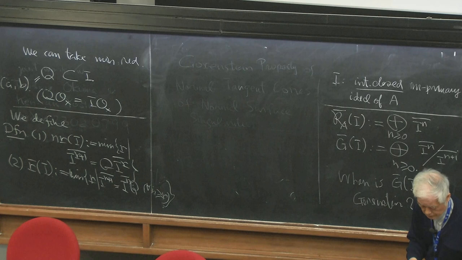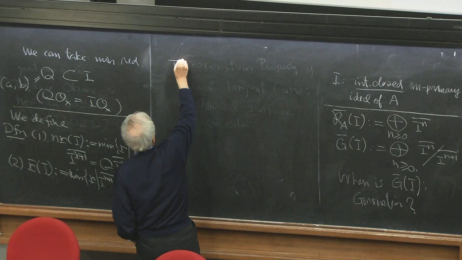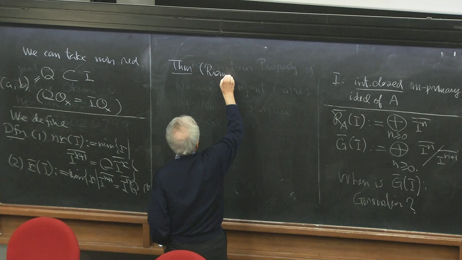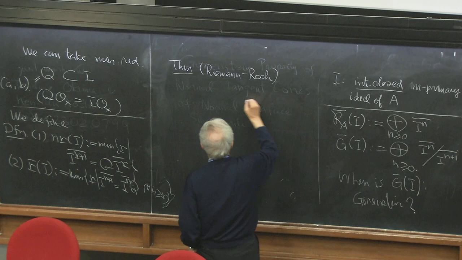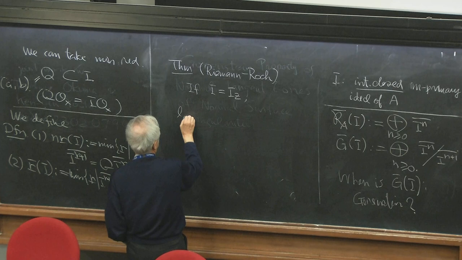A nice thing to have in intersection theory is that there is seldom a Riemann-Roch problem. So if I equals IG, we can compute the colength by intersection numbers.